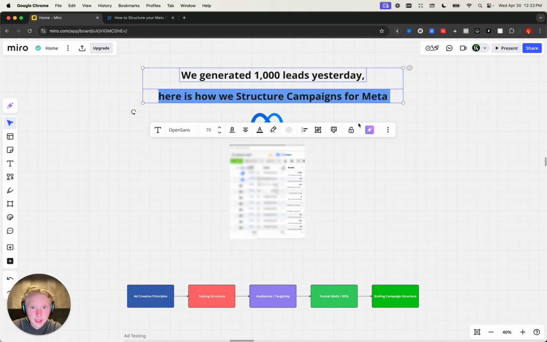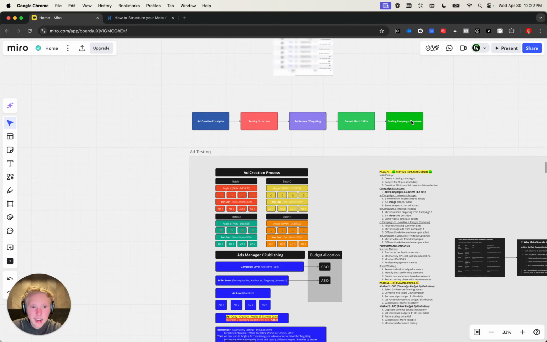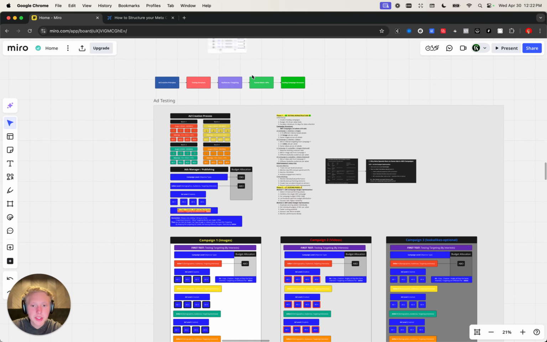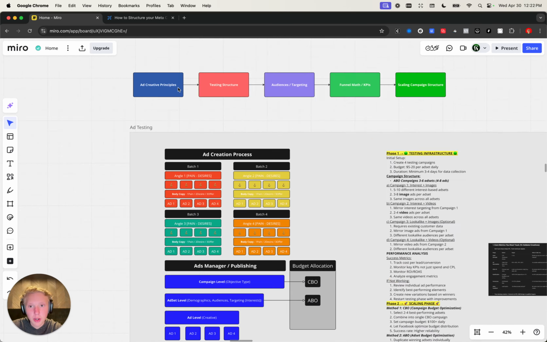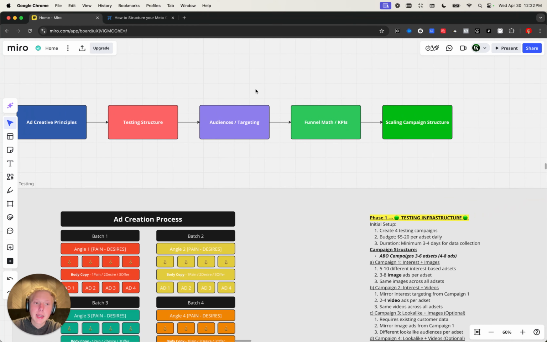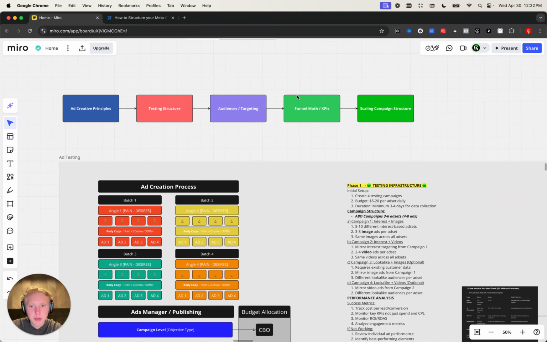Yesterday we generated 1,000 leads, and I'm going to go over our entire campaign structure that we have for testing and scaling campaigns in Meta. I'm going to go over our creative principles, our testing structure, our audiences and targeting, our funnel math and KPIs, and then our scaling campaign structure.